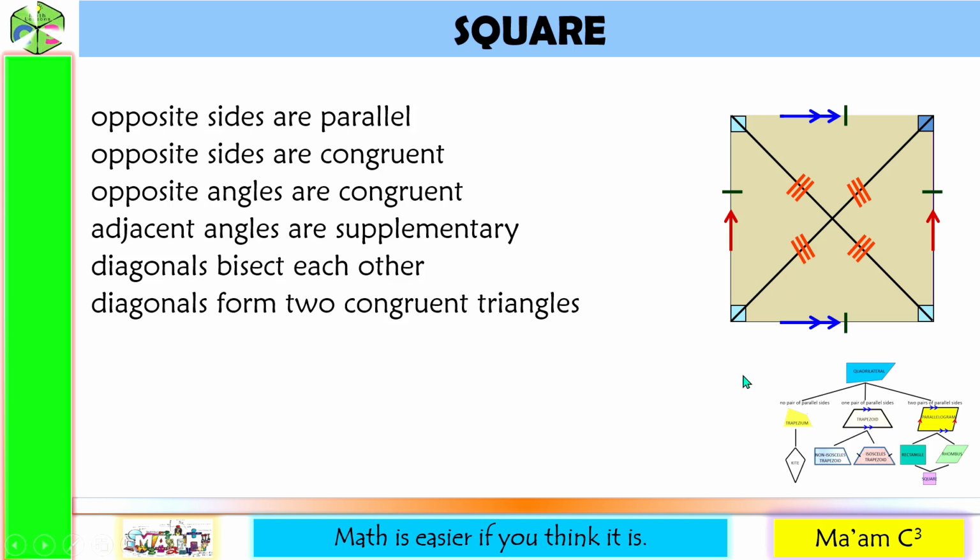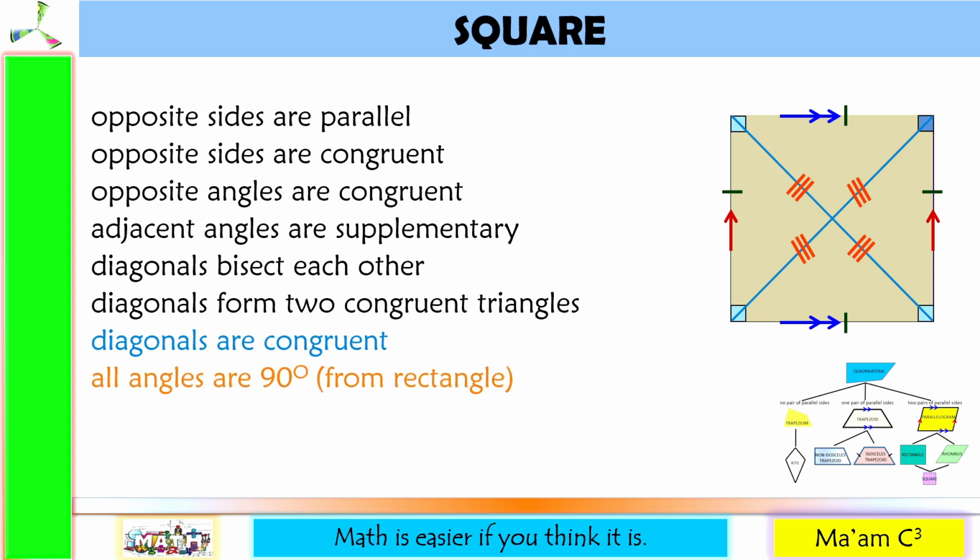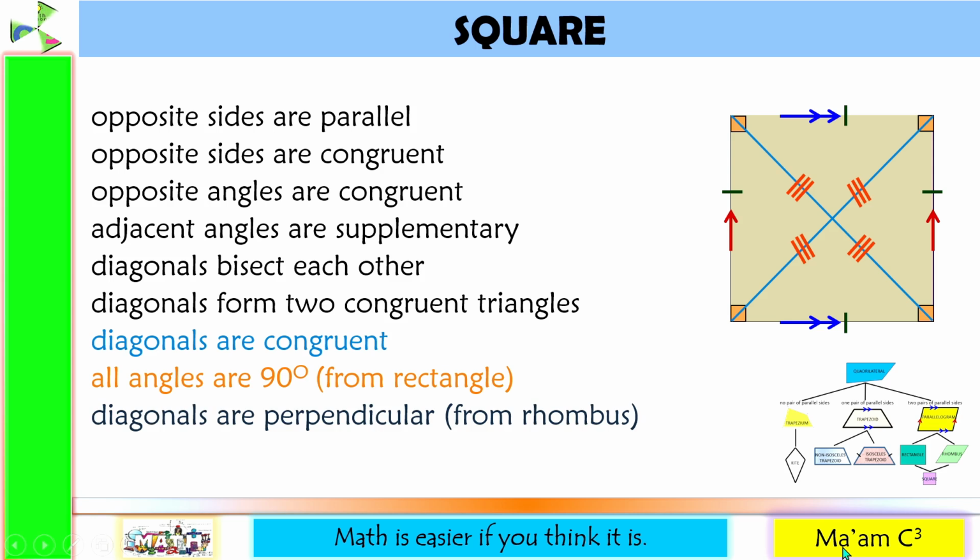Now, I mentioned earlier that a square is a product of a rectangle and a rhombus combined. So it means their diagonals are congruent. So these two diagonals here are congruent. And from the rectangle, all angles are 90 degrees. So these four angles are all 90 degrees. And from the rhombus, diagonals are perpendicular. So the intersection of the diagonals here forms 90 degrees. And another one from the rhombus, all sides are congruent. So these four sides are congruent.